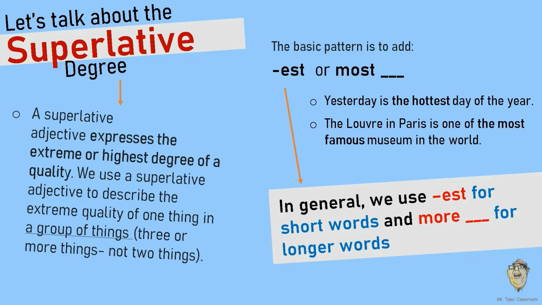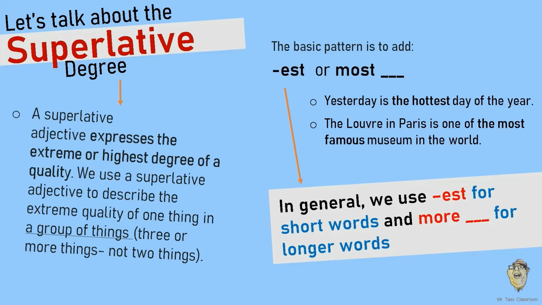let's talk about the superlative degree. A superlative adjective expresses the extreme or highest degree of quality. We use a superlative adjective to describe the extreme quality of one thing in a group of things. Three or more things, not two things. The basic pattern is to add the ending -est or most. Yesterday is the hottest day of the year. The Louvre in Paris is one of the most famous museums in the world.